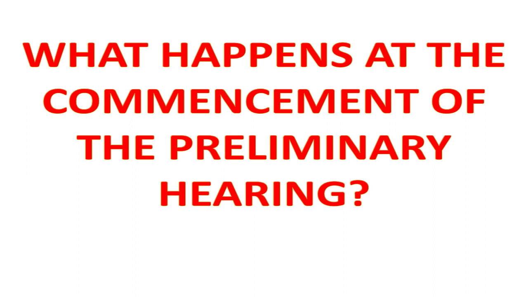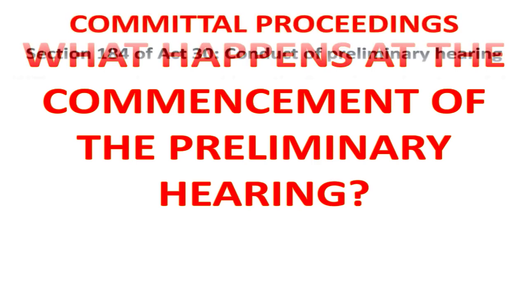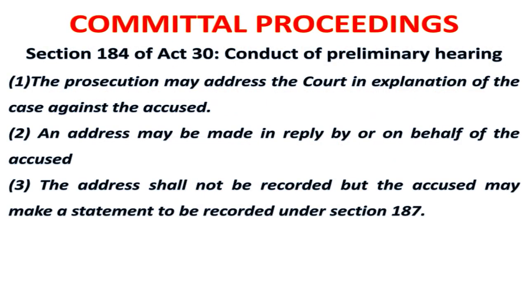Section 184 of the Act 30 is very crucial on this. Section 184 of the Act 30 provides that the prosecution may address the courts in explanation of the case against the accused. So the prosecution will have to address the courts in explaining the case they have against the accused.